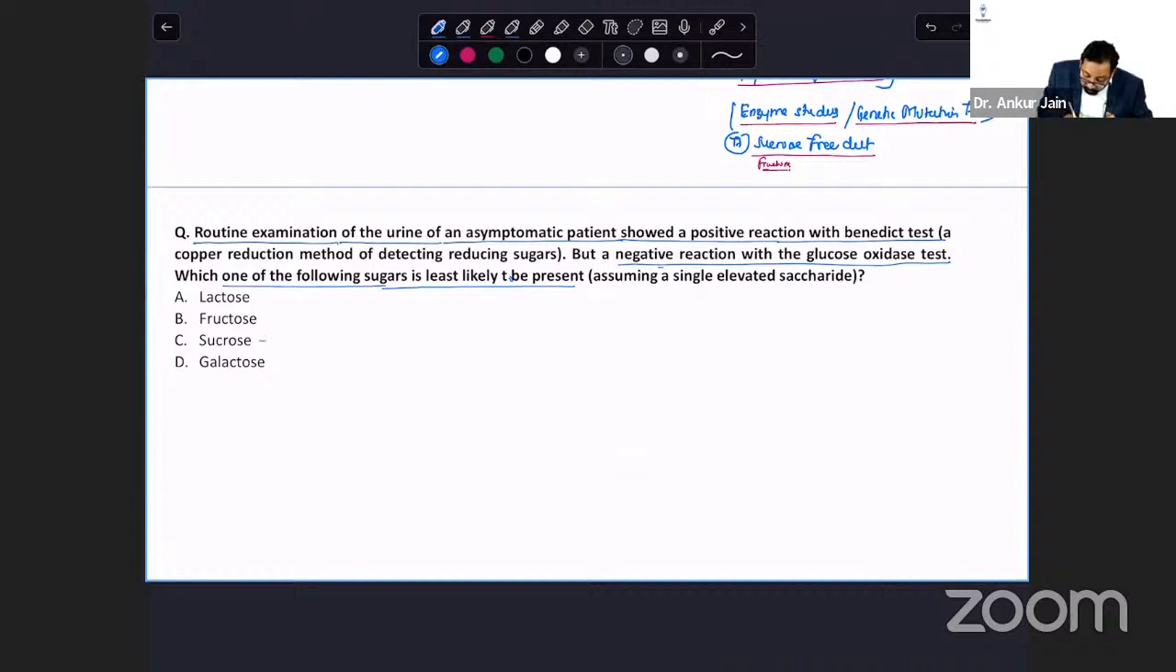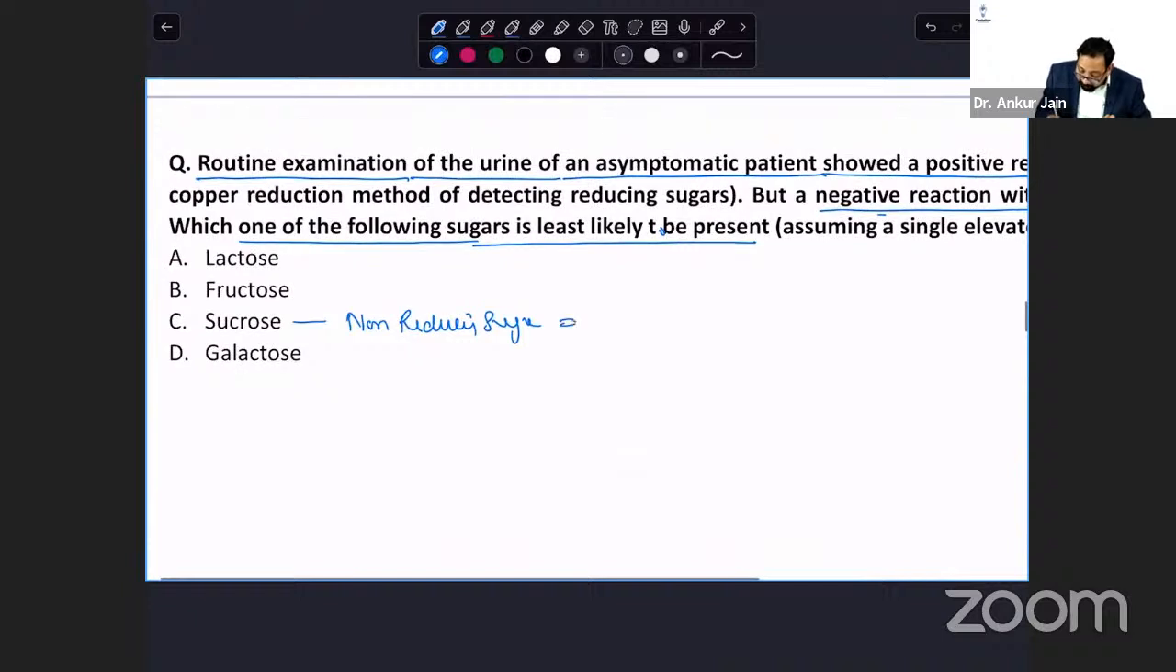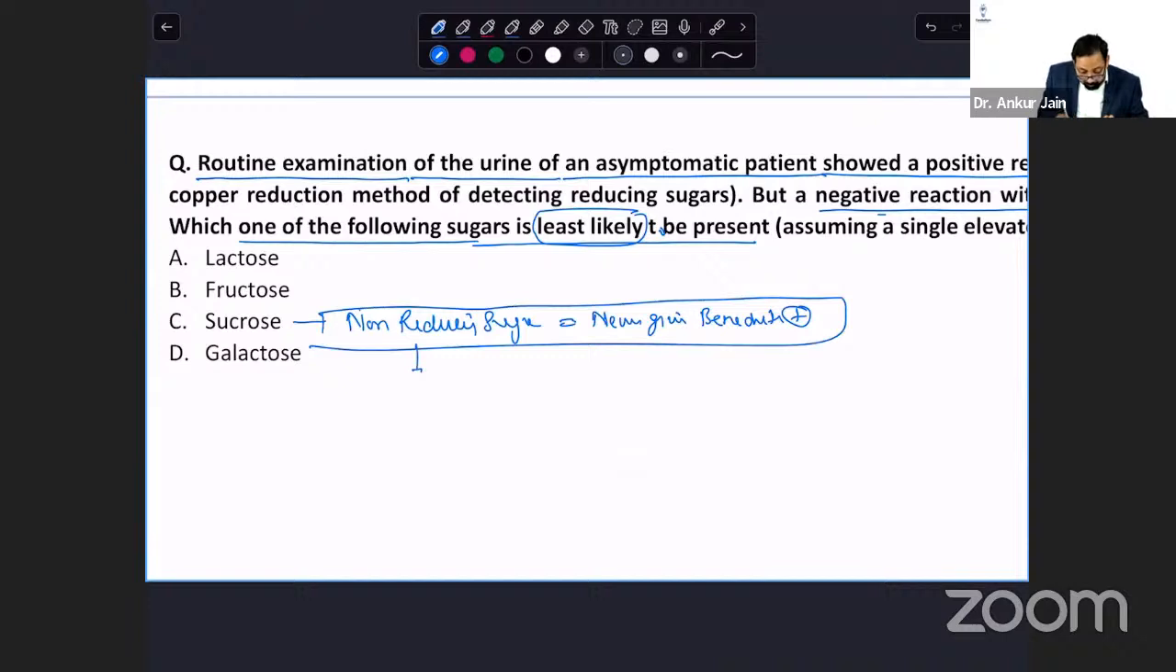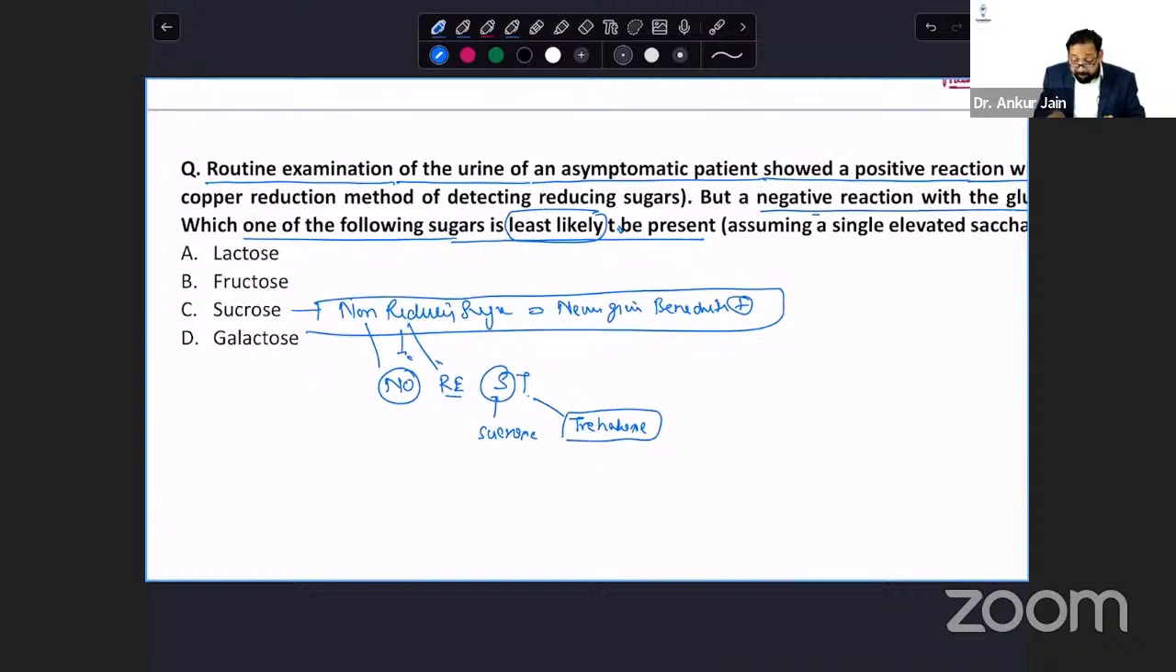Yes, sucrose is a non-reducing sugar. Non-reducing sugar will never give a positive Benedict test. So least likely is sucrose. You all know the mnemonic of non-reducing sugar. Mnemonic is NO REST. Non-reducing. S for sucrose. T for trehalose.